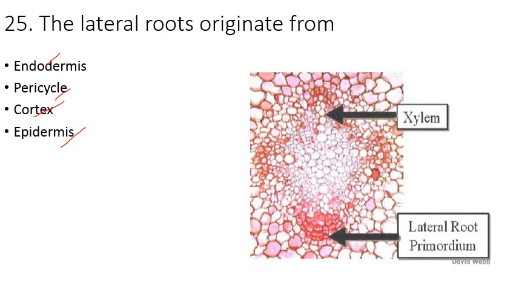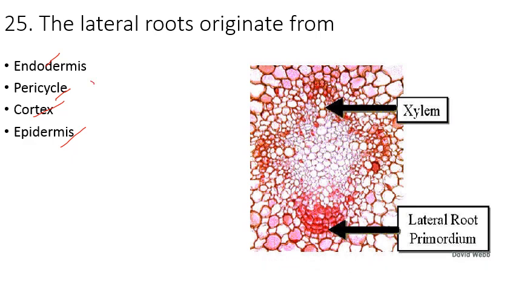Next question, the easy one. Lateral roots originate from. Our options are anadromous, pericycle, cortex, or epidermis. So its right answer is pericycle. So lateral roots originate from the tissue that is known as pericycle.